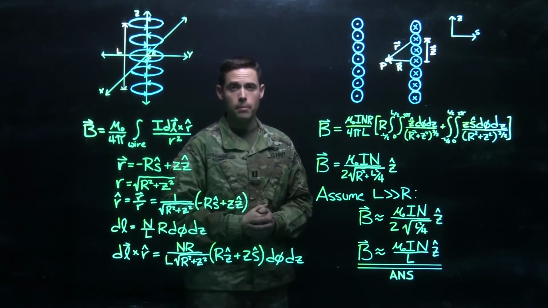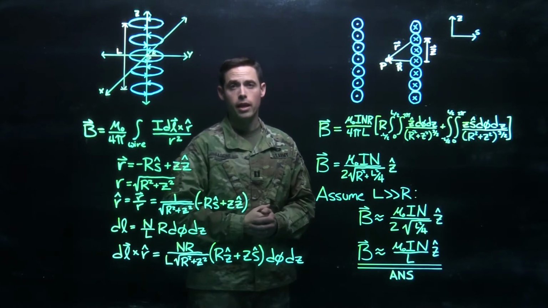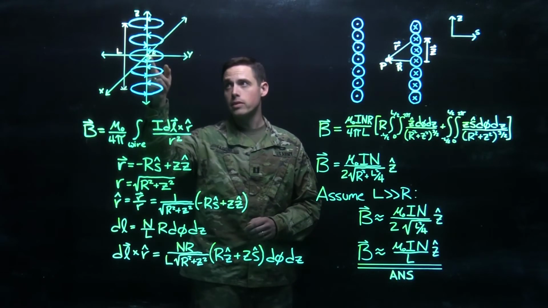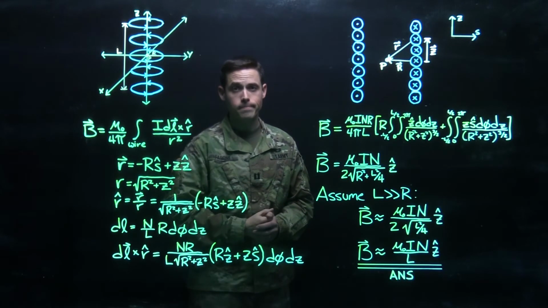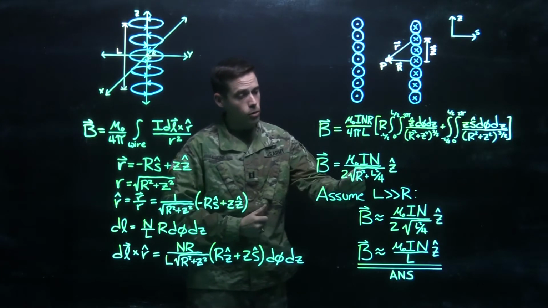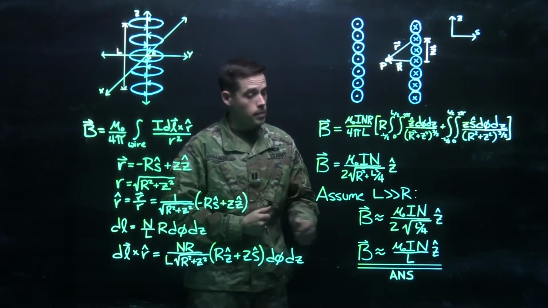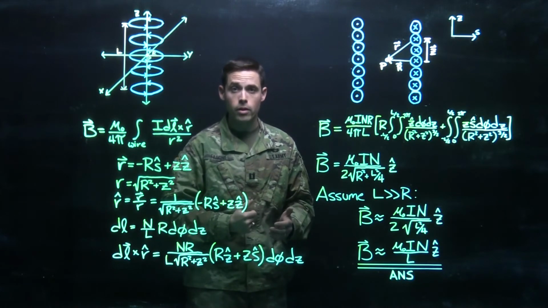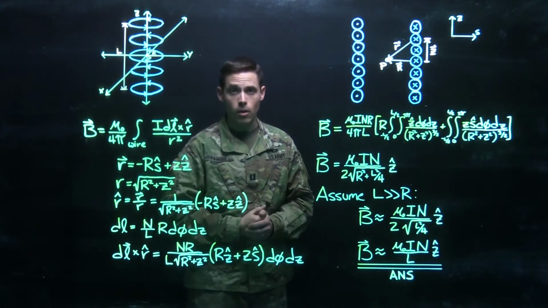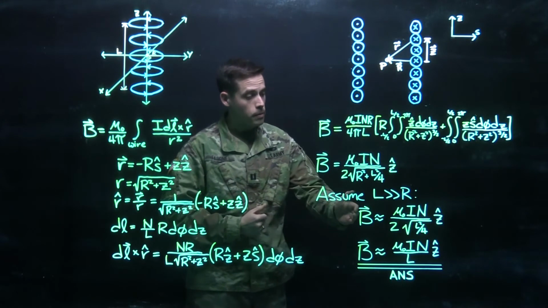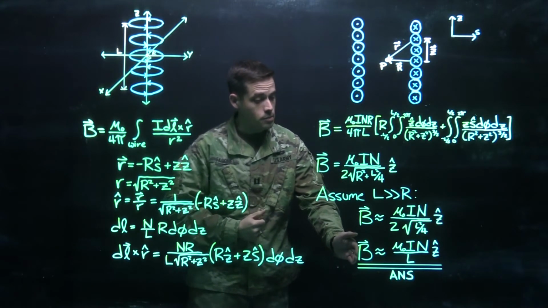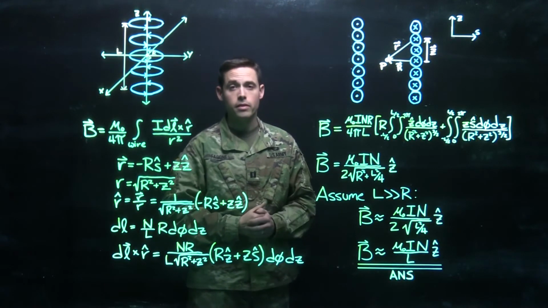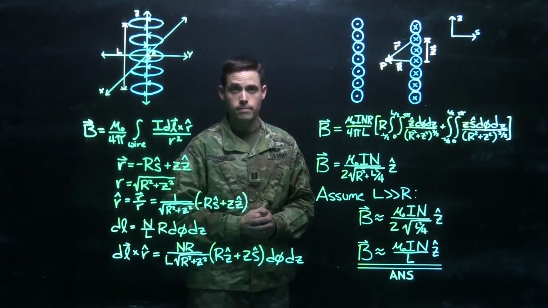The final step of this application is to assume that the longitudinal length of our solenoid, capital L, is much greater than the inner radius, capital R, of our solenoid. If we do that, the term r squared in the denominator drops out because the magnitude of capital L is much greater than the magnitude of capital R. If we simplify this expression, we arrive at the expression for the magnetic field inside of a solenoid, which is the same expression that you have on your physics reference card.